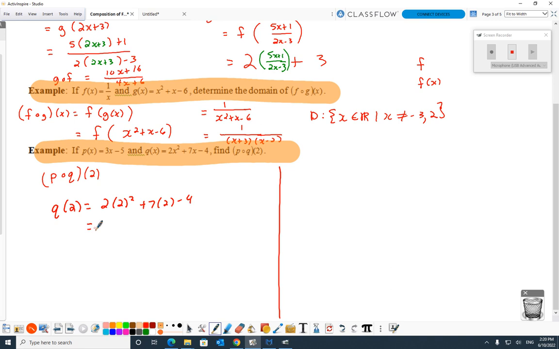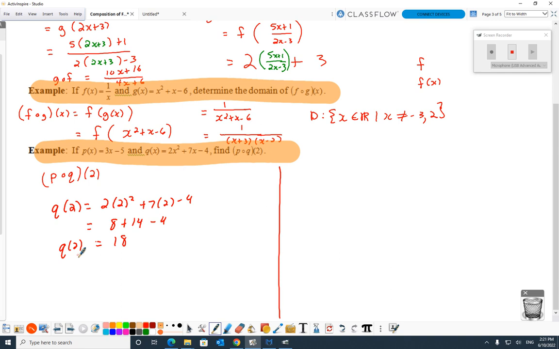And what do I get here? 8 plus 14 minus 4. Maybe with your fancy calculator, you don't even show all those steps. You just bang, plug it in and go. Let's just make sure it's right before I go to the next step. Subbing in 2 to q. 8 plus 14 minus 4. Yeah, I like it. So I took 2, I subbed it into q.